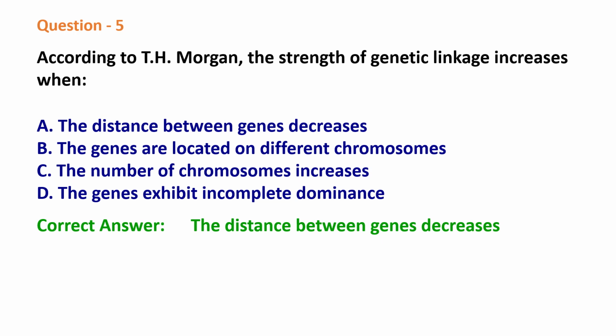We know in the concept of linkage and crossing over that the linkage between genes is inversely proportional to the distance between them. So, as the distance between the genes decreases, that is, the more the genes are close together, the chances of them being linked also increases. So, the correct answer: the strength of linkage increases as the distance between the genes decreases.